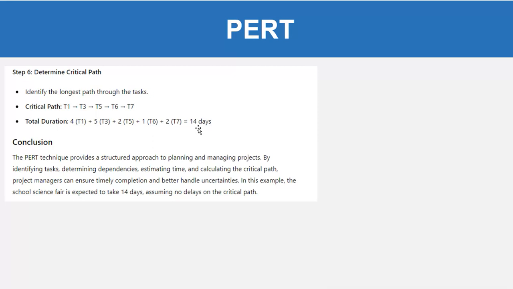So here, friend, the PERT technique provides a structured approach to planning and managing projects by identifying tasks, determining dependencies, estimating time, and calculating the critical path. Project managers can ensure timely completion and better handle uncertainties. In this example, the school science fair is expected to take 14 days, assuming no delays on the critical path. And that is how we get 14 from here.